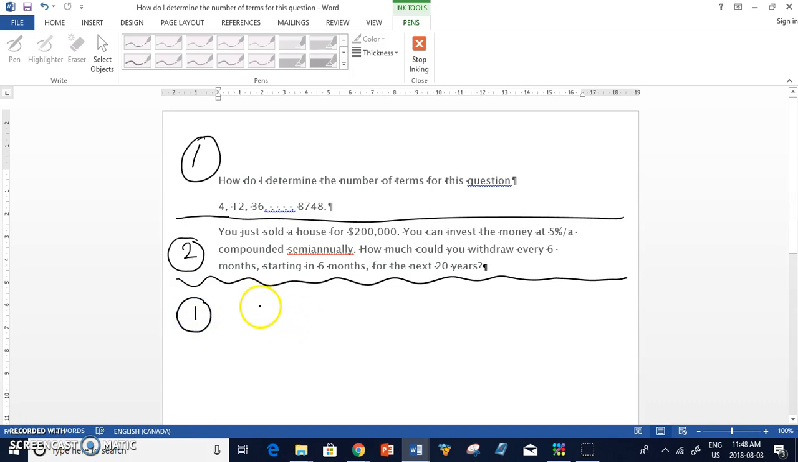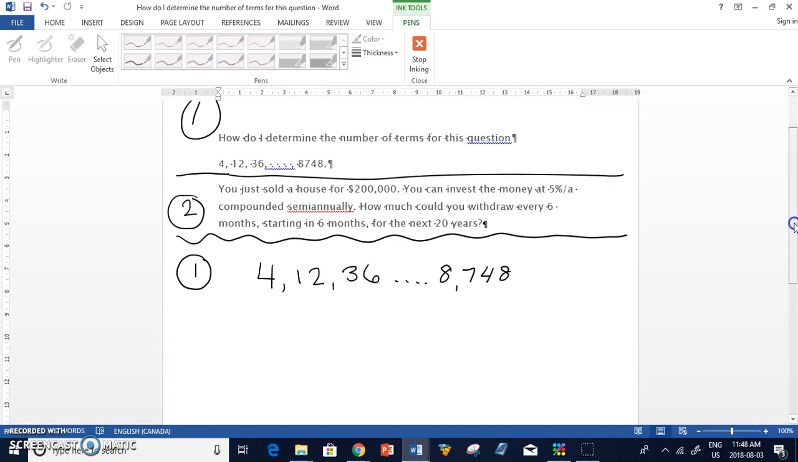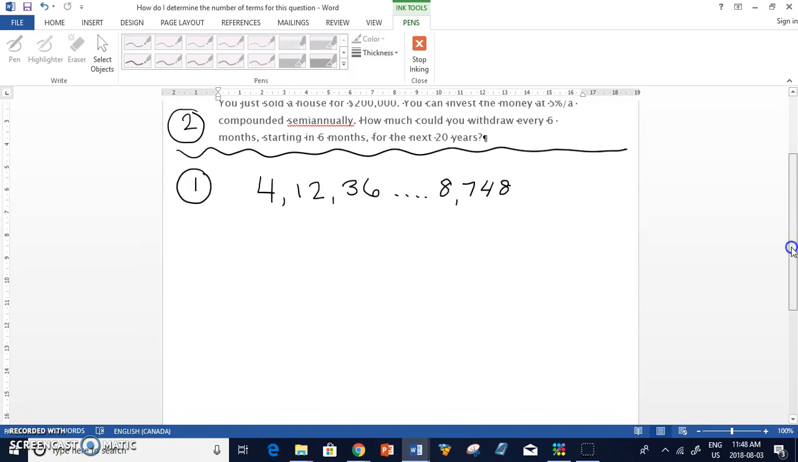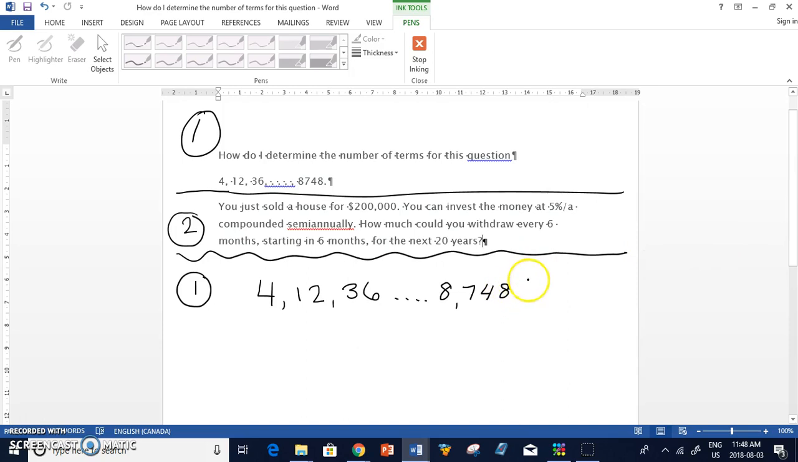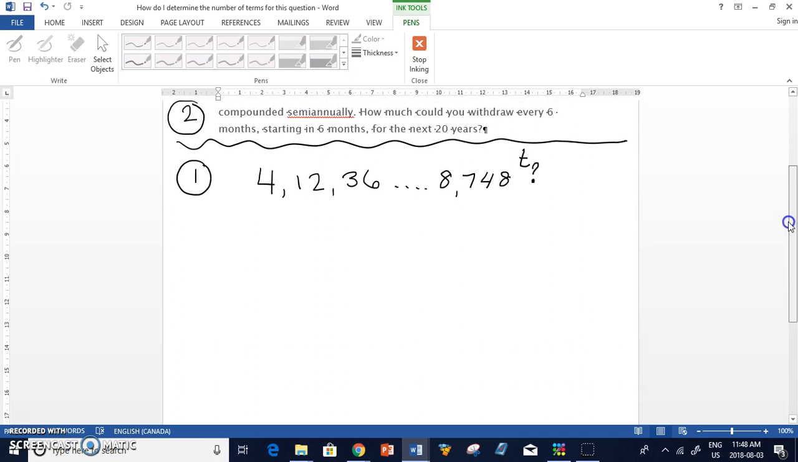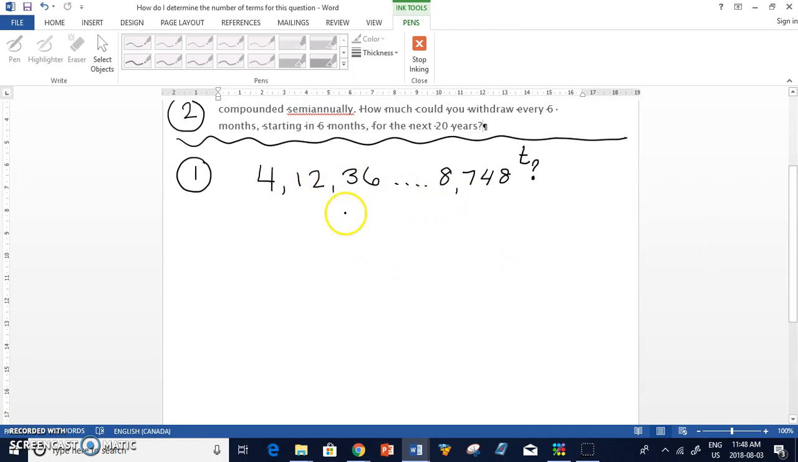So we're given the sequence 4, 12, 36. And then we know that the last term is 8,748, or at least the last term we were given. So as with any sequence, what we're looking for is what value of n this is, right? So first off, with any sequence, you want to see if it's arithmetic or geometric.